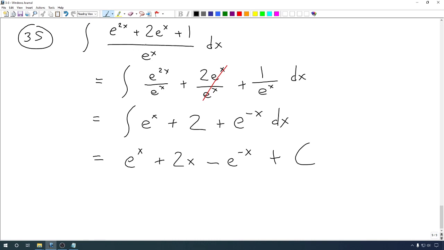But we took something that looked very complicated, some fun fraction here involving exponentials, and we turned it into something that wasn't too bad.